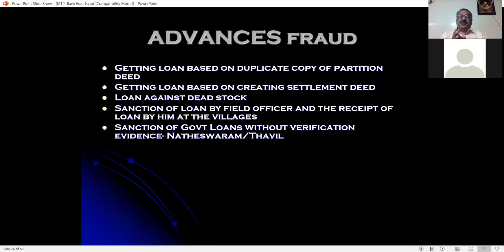There are so many experiences in the frauds, in deposits and all other areas. So as an auditor, you have to be very, very careful to identify all those frauds.